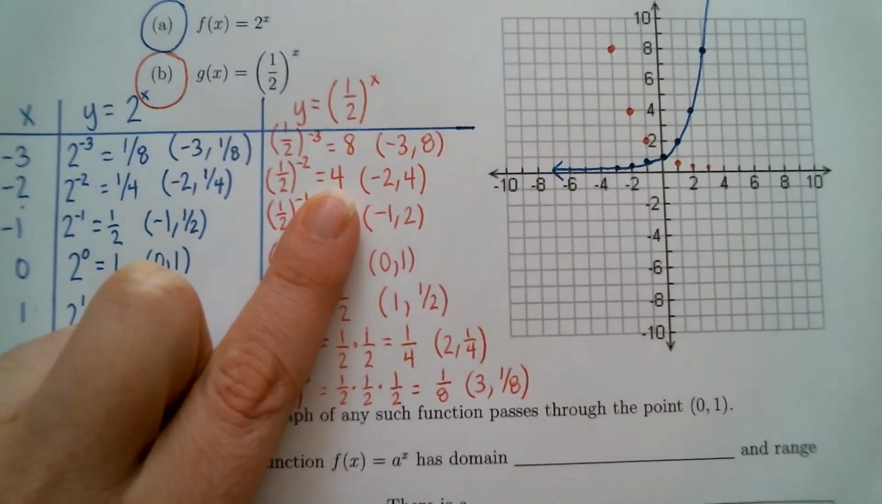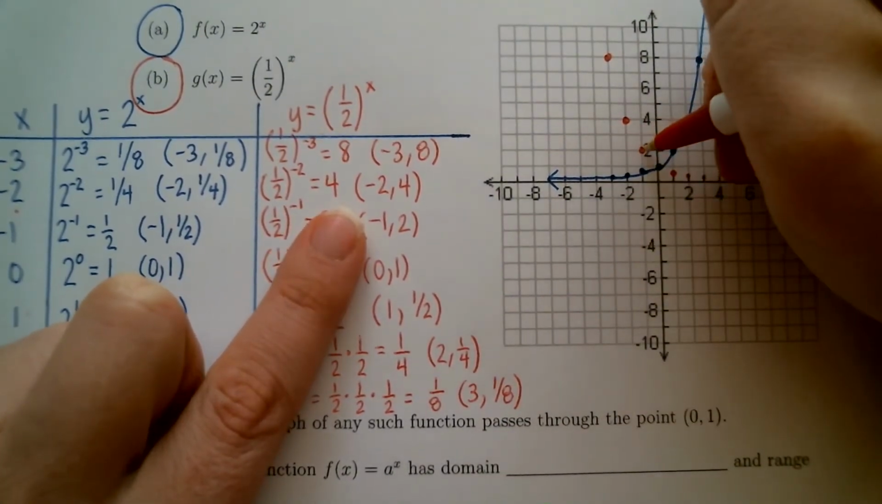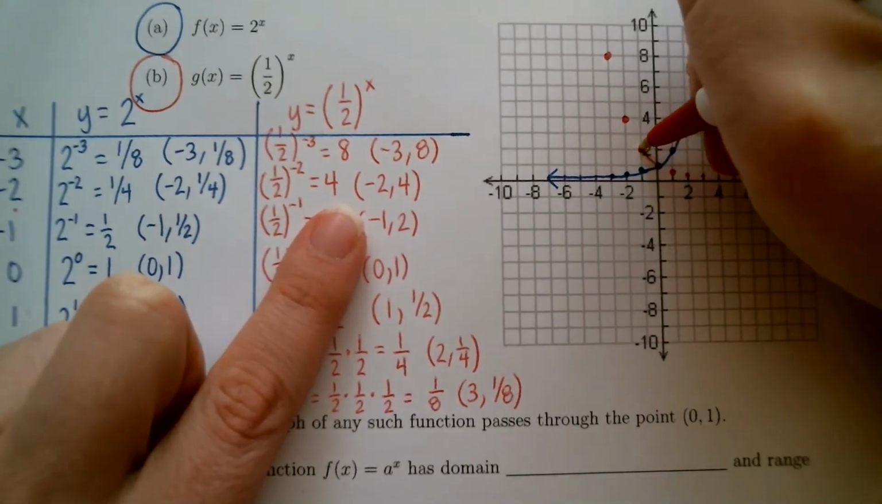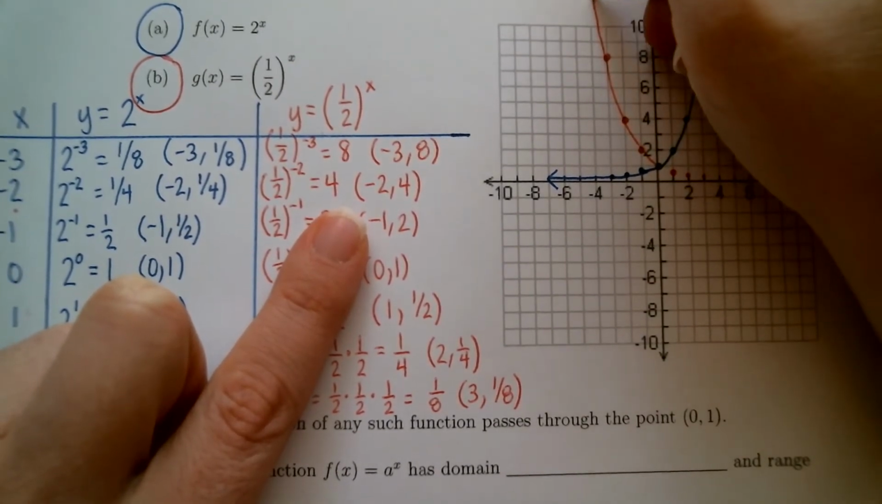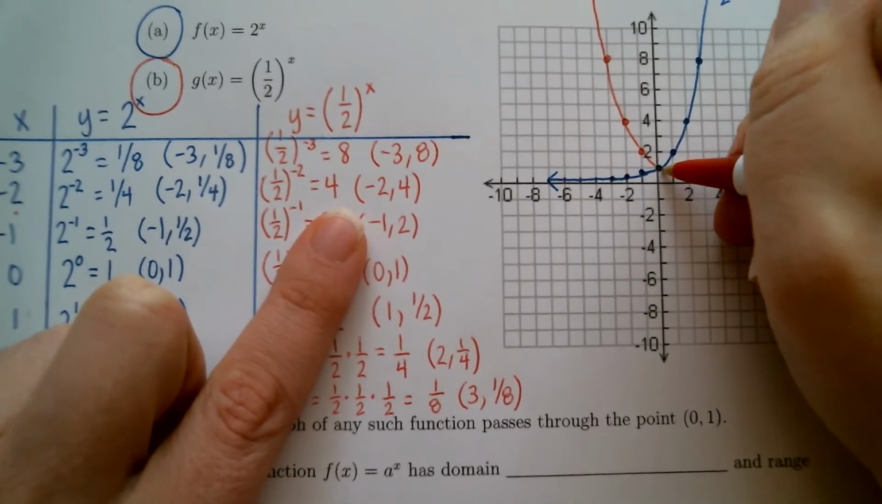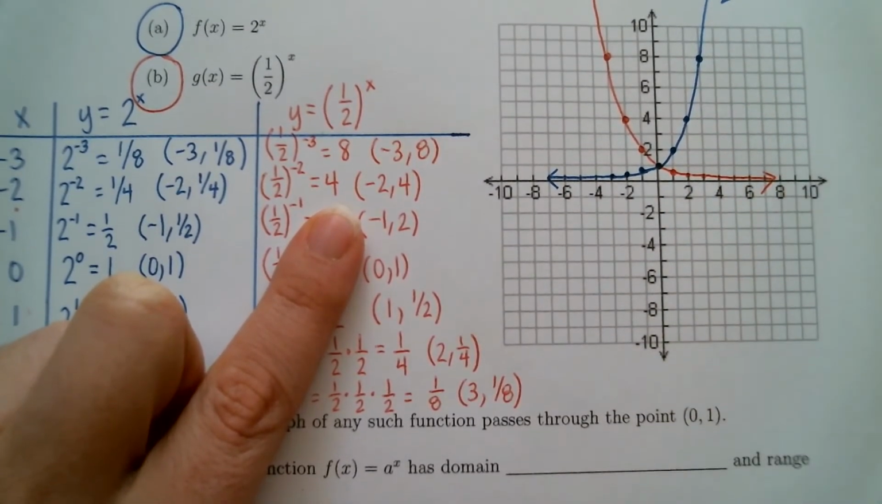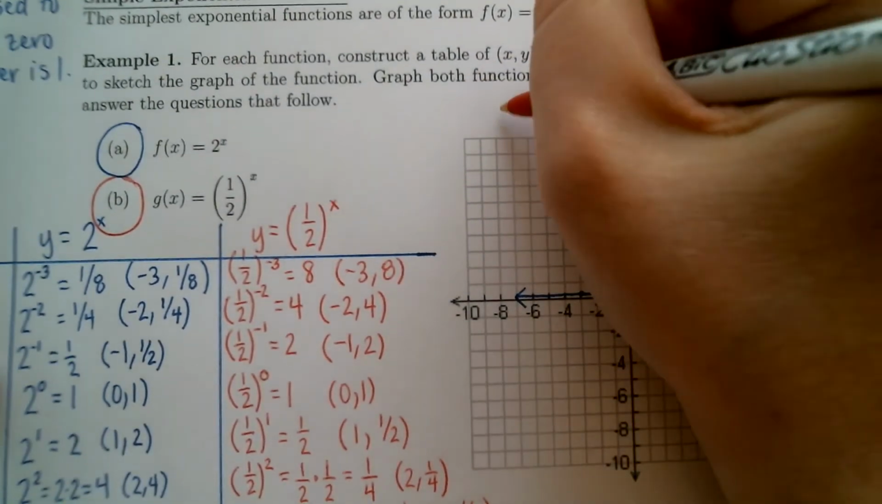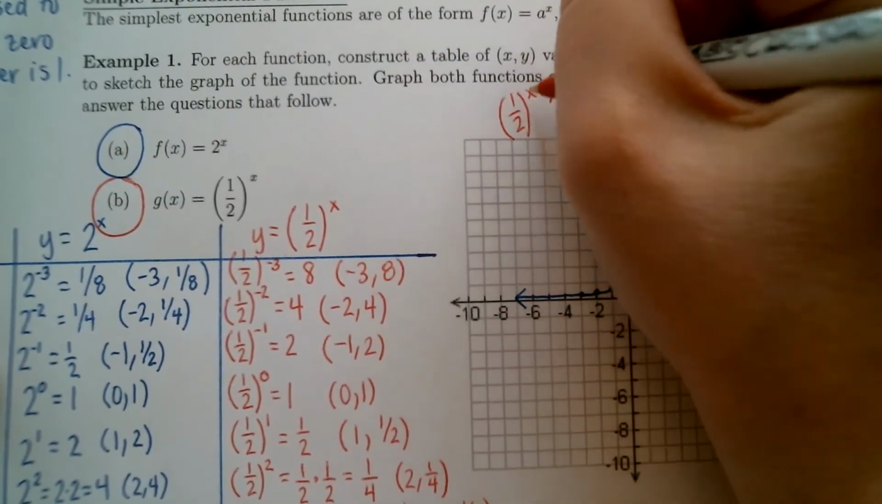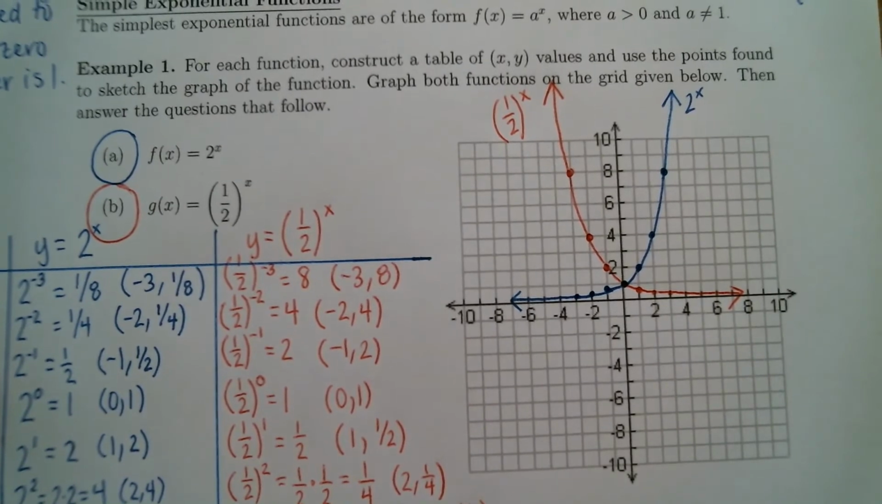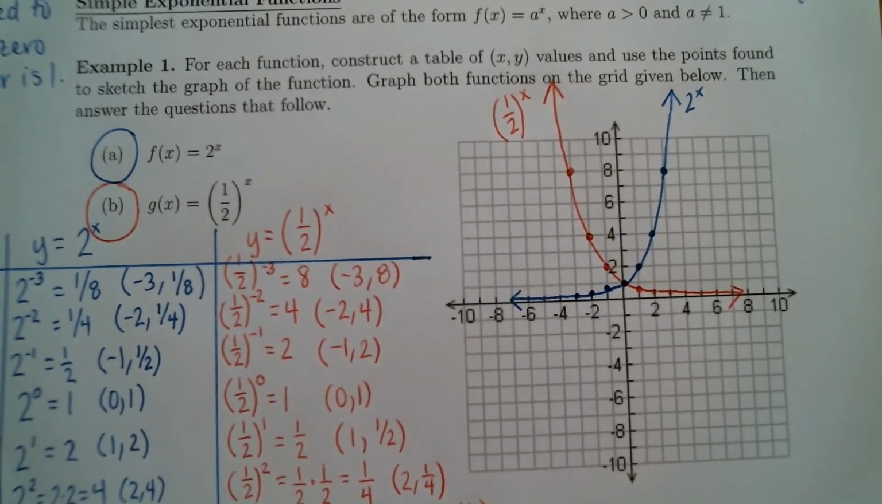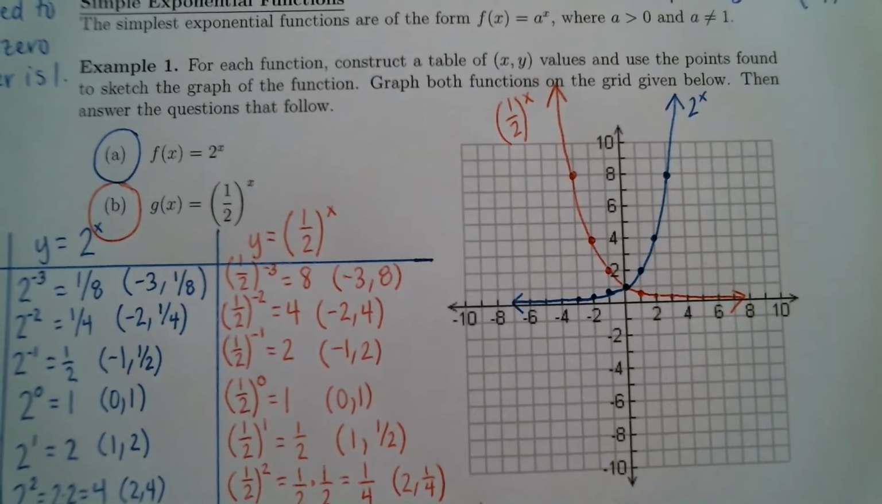Okay, so you're going to have a similar looking graph in that one side climbs very quickly and the other side gets closer and closer to the x-axis but never touches it. Okay, so the red one is the graph of 1/2 to the x. All right, so again, exponential functions, this is what you can expect from their graphs. One side is going to climb very quickly, the other side is going to level off somewhere.